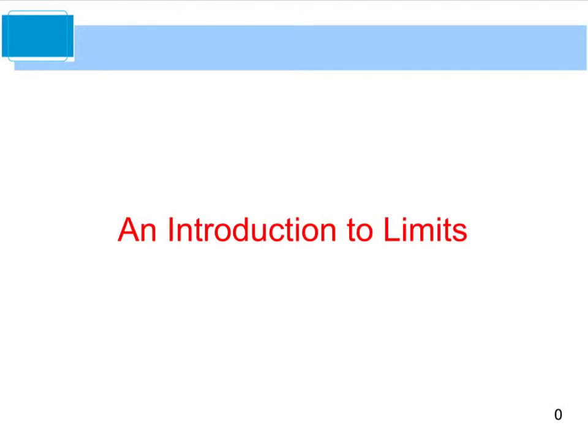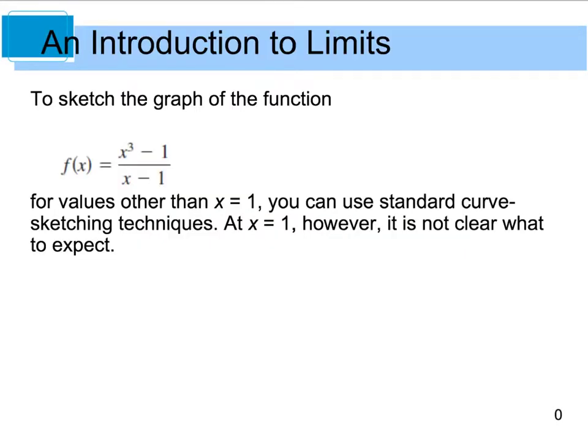Okay, so introduction to limits, what they are. We're going to sketch a graph of this equation, x cubed minus 1 over x minus 1. For all values other than x equals 1, you can just use your standard graphing technique. However, at x equals 1 it's not clear what to expect, because when we plug in 1, we get 0 over 0, and that does not exist.